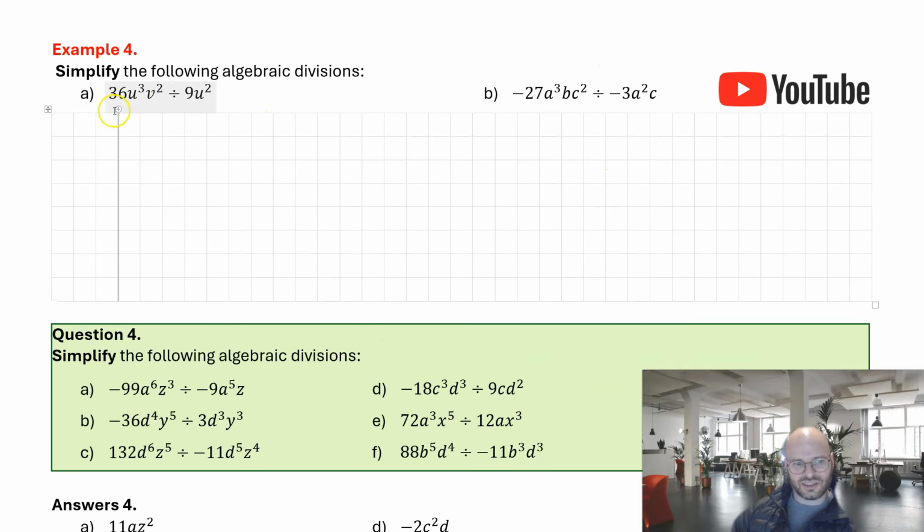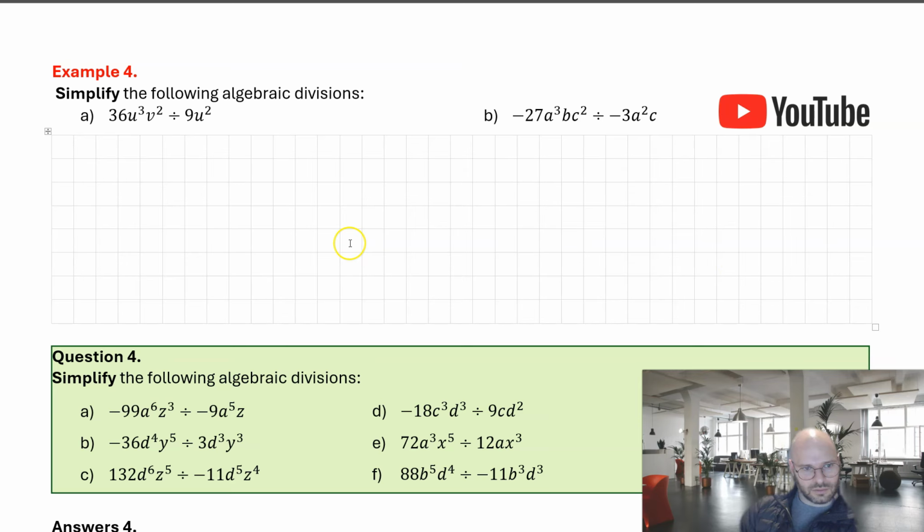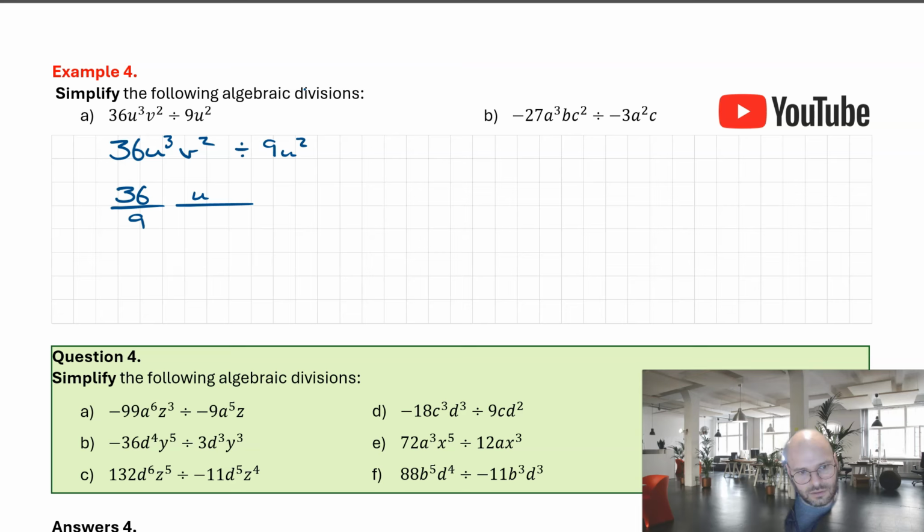We have 36u cubed v squared divided by 9u squared. We're going to simplify this. Moving my coefficients to the left, variables to the right. Okay. Notice that 36 divided by 9 is pretty straightforward, we can just say 4. But then on the right over here, we have so many variables. If I write all of these out, then it becomes quite long.